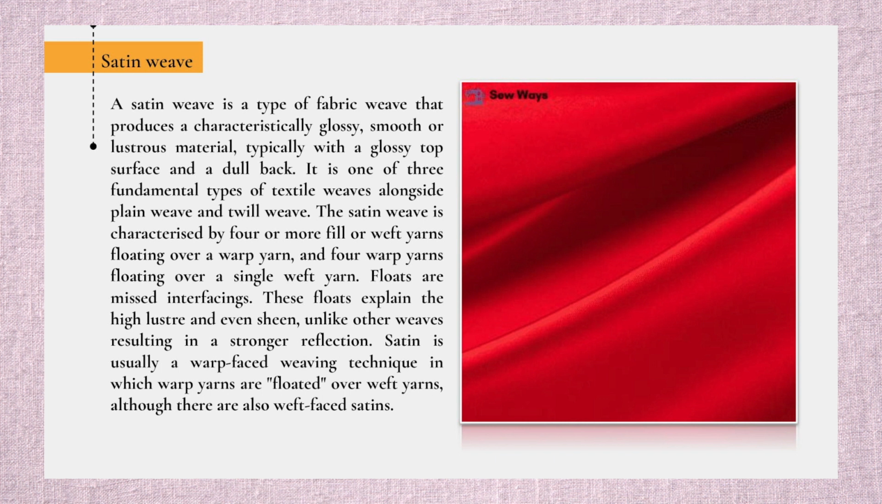These floats explain the high luster and even sheen. Unlike other weaves resulting in a stronger reflection, satin is usually a warp face weaving technique in which warp yarns are floating over the weft yarn, although there are also weft faced satins.